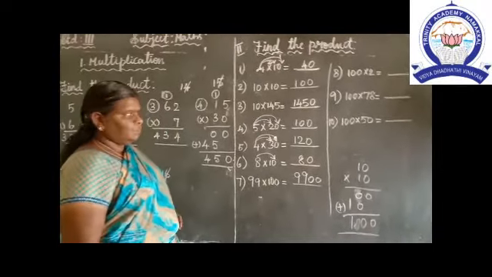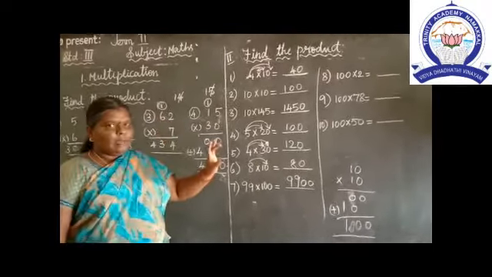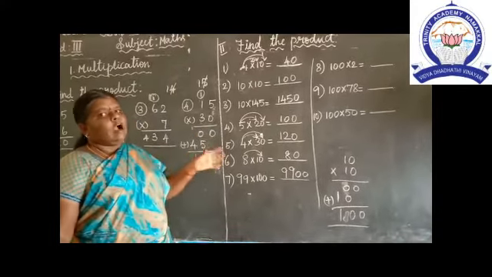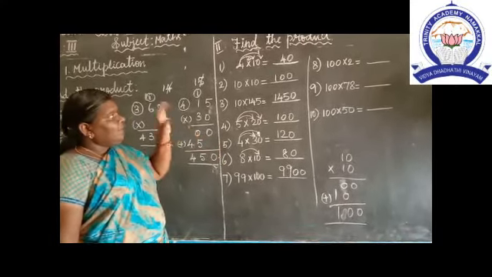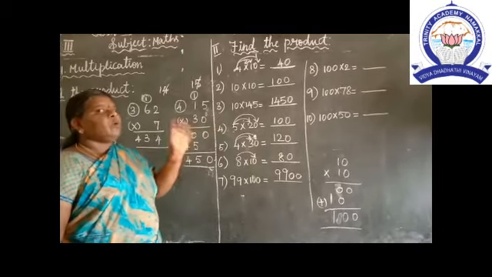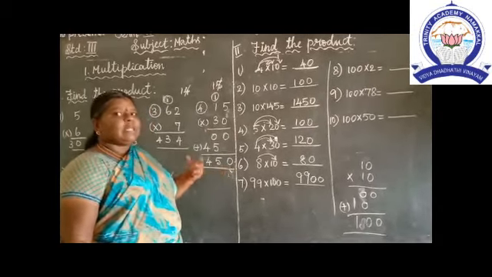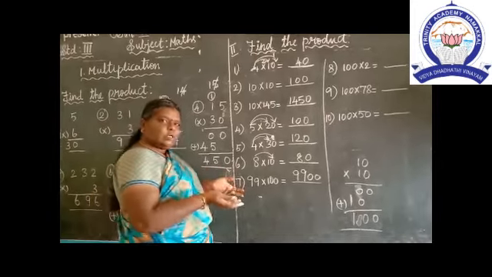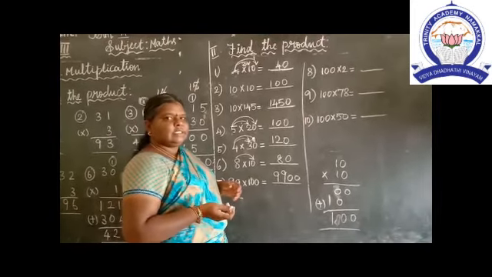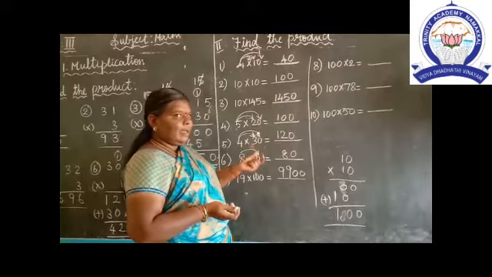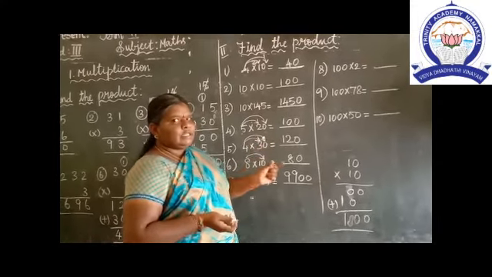Okay, children? You multiply the whole numbers and add how many zeros? You multiply with 10, you add 1 zero. You multiply with 100, you add 2 zeros in the answer. You multiply with 1000, you add 3 zeros in the answer. Okay, children?